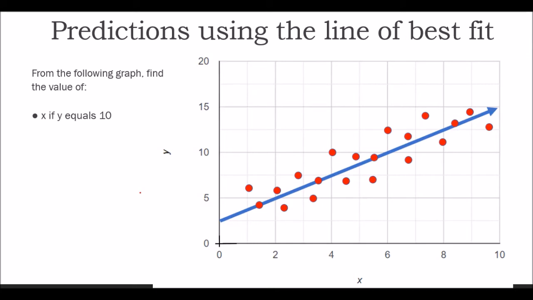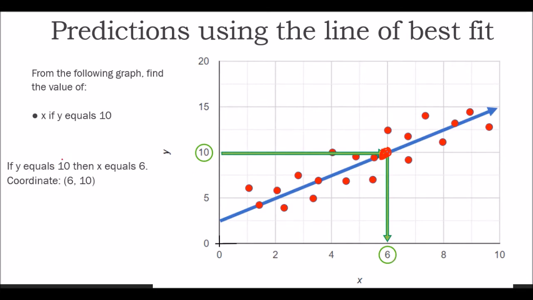What's x if y equals 10? So now you're looking at y equals 10. So y would be on the y-axis here, right there. Follow the line. So go to the line, line it up right there. And you can see that if y is 10, x must equal 6 down here.